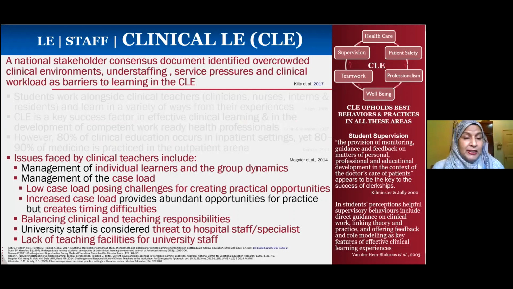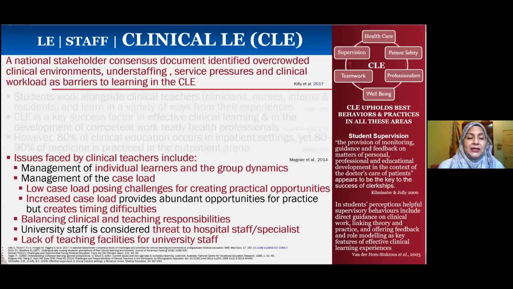The issues faced by clinical teachers in the clinical environment are the management of the individual learner and the group dynamics. They found it very difficult to manage the group dynamics there. Management of the caseload: sometimes you have too many cases and sometimes you don't have cases. So a low caseload poses challenges for creating practical opportunities, while an increased caseload provides abundant opportunities for practice, but there is a time deficiency, so time difficulties there.